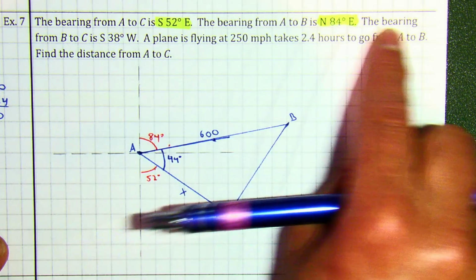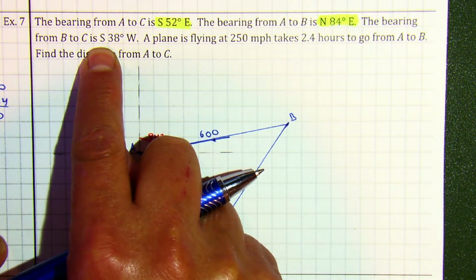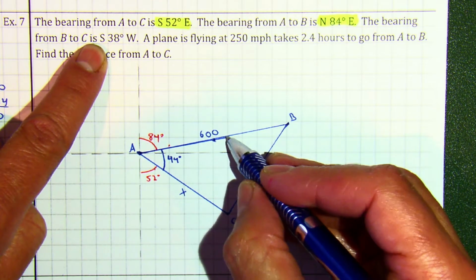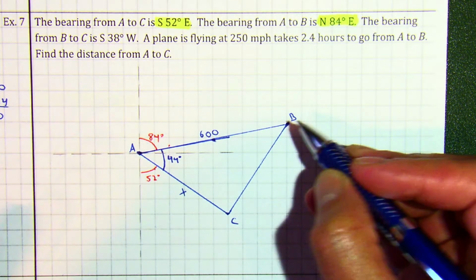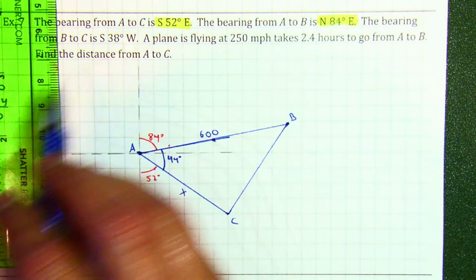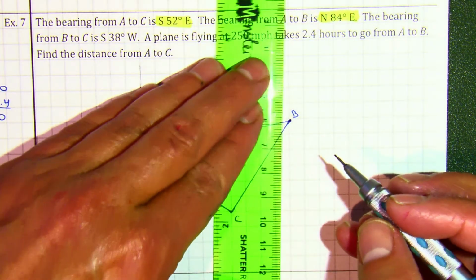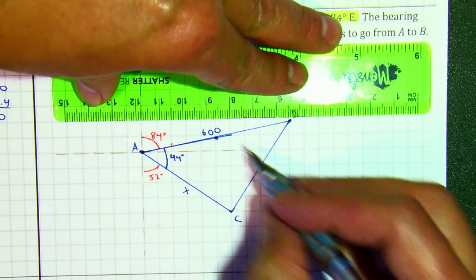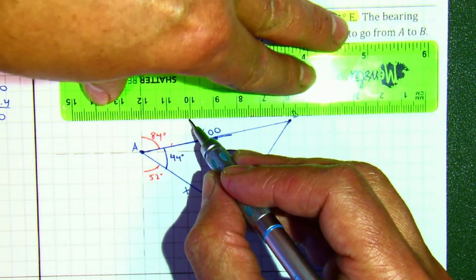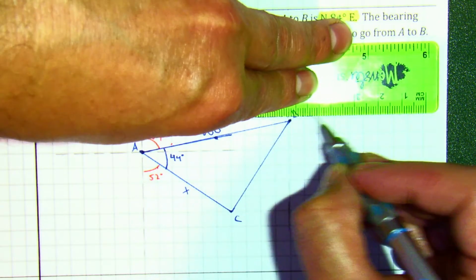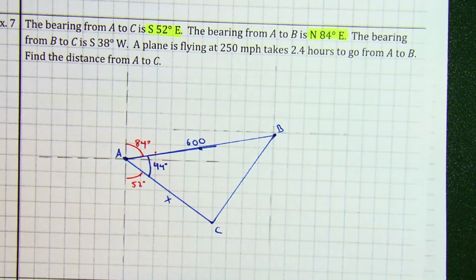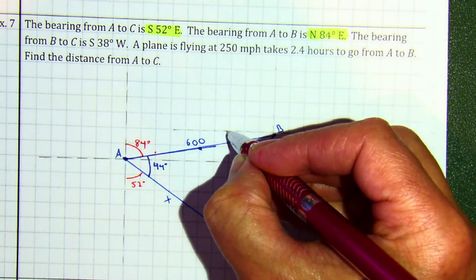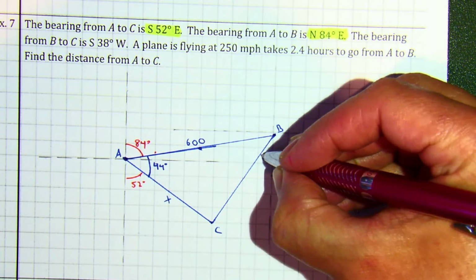But we have one more bearing to do. From B to C, that will tell me whether I should place it here or up there, is south 38 degrees west. So from B to C. I'm going to have to change my drawing if this is the case. Southwest is 38 degrees. So that looks pretty good, right? 38 degrees.